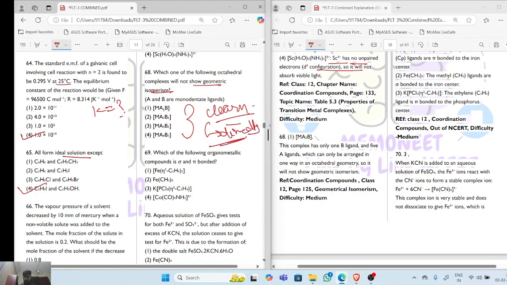Okay, so the compound is MA5B. It cannot show geometrical isomerism because the complex has only one B ligand and five A ligands, which can be arranged in only one way in the octahedral geometry. Yes, there is only one possible way, so it will not show any geometrical isomerism. So the correct answer is option number 1.